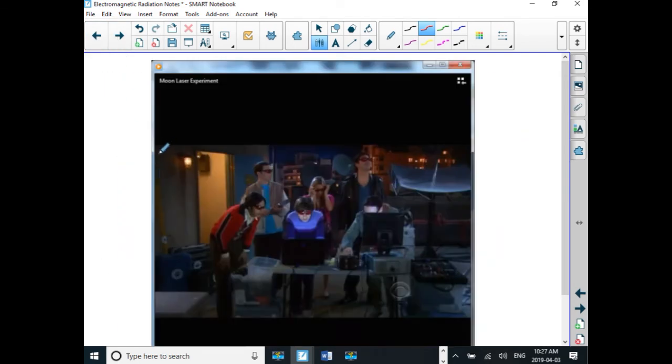If you've ever seen the TV show Big Bang Theory, they actually do this experiment. What you do is you shoot a laser from Earth at the moon.